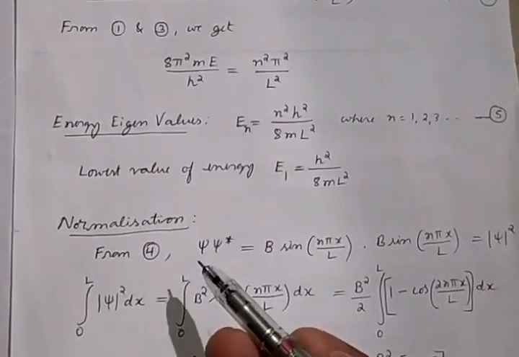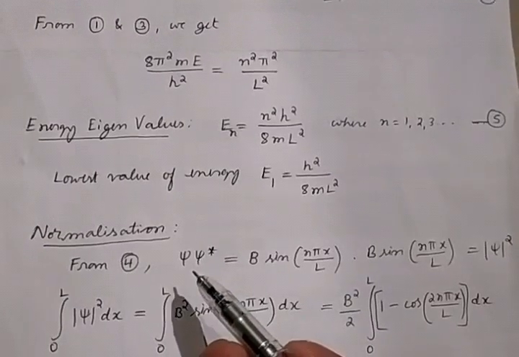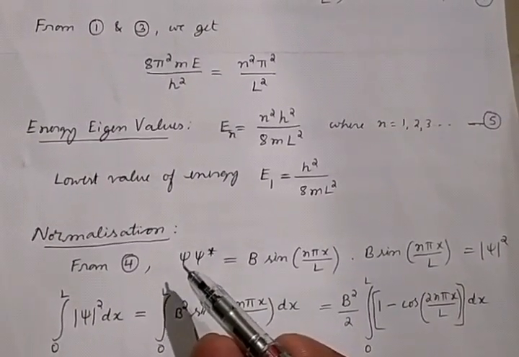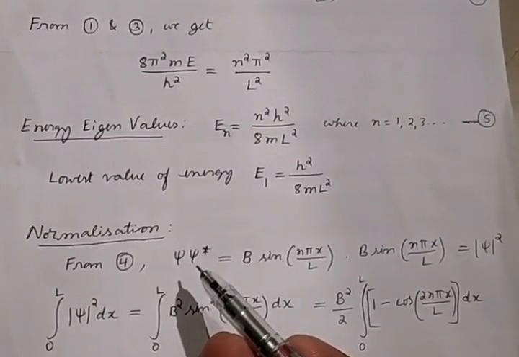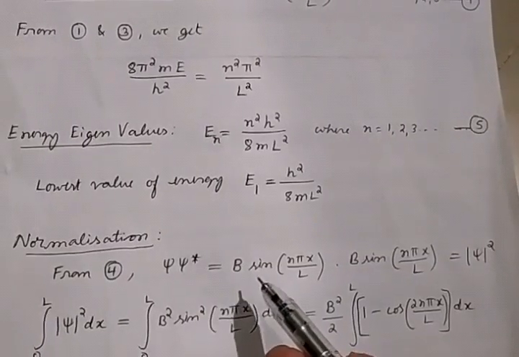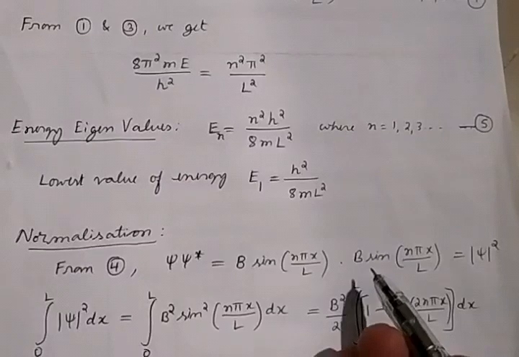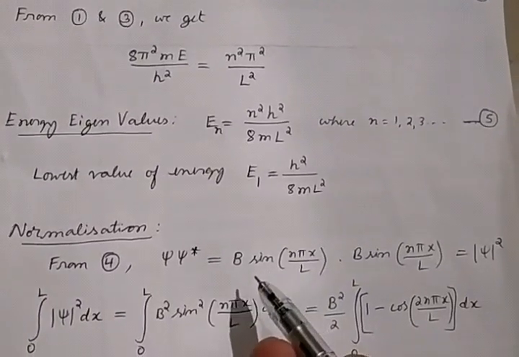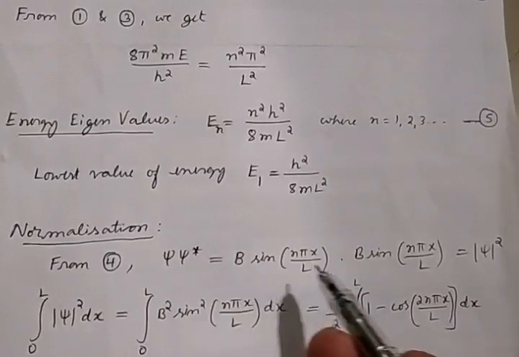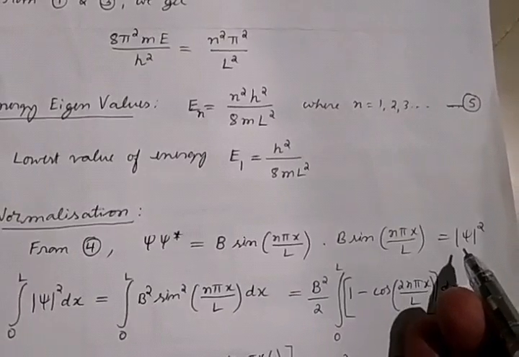The normalization procedure is done first of all with the probability density function, which is psi into psi star or mod psi square. So you have to take the wave function psi and multiply with the complex conjugate. So wave function psi is this. What is the complex conjugate of this? The complex conjugate of this is the same function, because it's a pure real function with no imaginary part. Therefore psi star is also the same function. Multiplying these two, we get mod psi square.